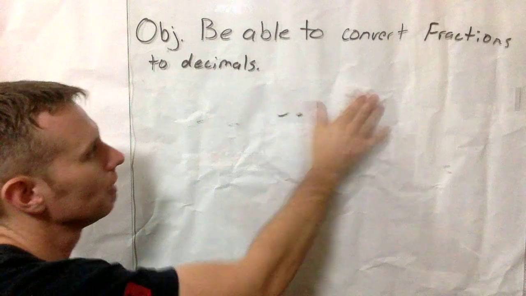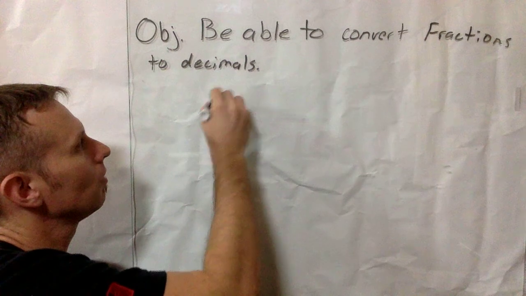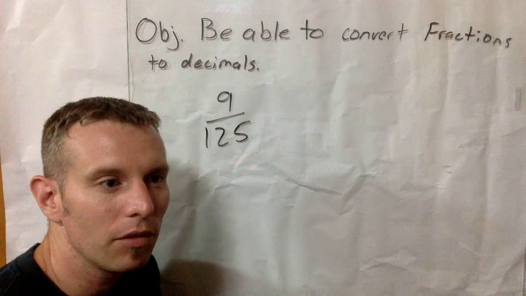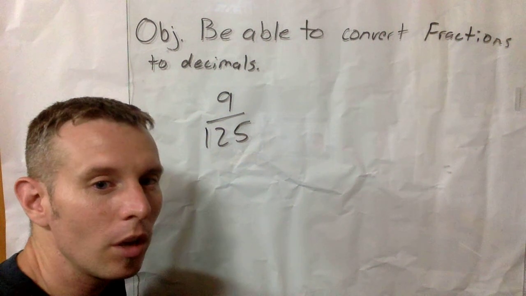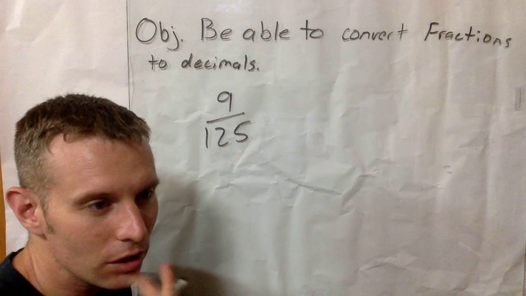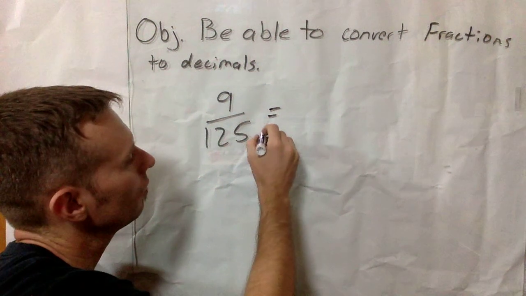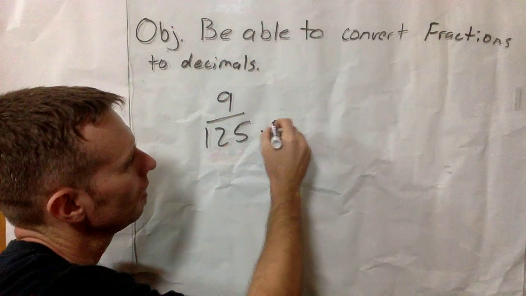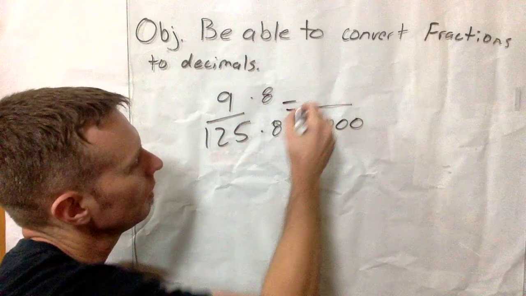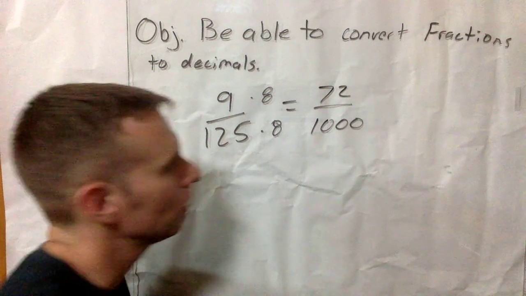Maybe it's difficult, maybe it's not. If you memorize the other ones, it might not be. We can know that 9 over 125. If you memorize that 1/8 is 0.125, you would know 125 times 8 is 1,000. So if we multiply the top and the bottom by 8, we could get 1,000 on the bottom, and then 9 times 8 is 72, and 72 thousandths.